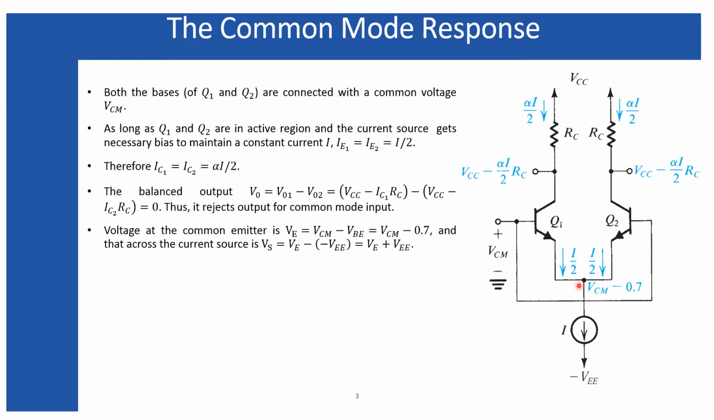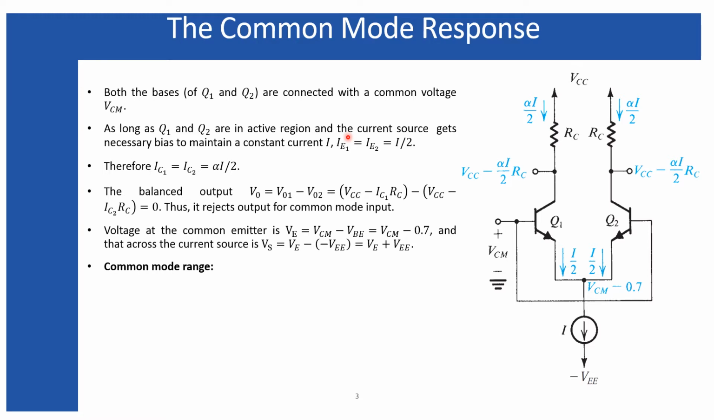The voltage at the emitter is equal to the applied voltage VCM minus the base emitter voltage of either transistor Q1 or Q2, and by assuming it is 0.7, this is the voltage at the emitter. Now the voltage at the current source, which is appearing as Vs, is equal to the emitter voltage minus the negative supply. Since this negative supply is minus VEE, VE plus VEE is appearing across this current source.